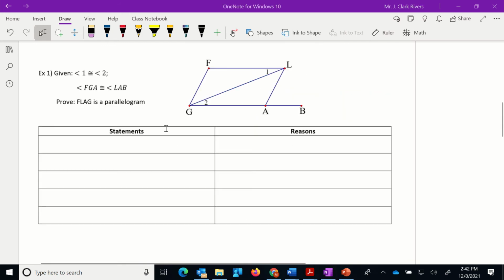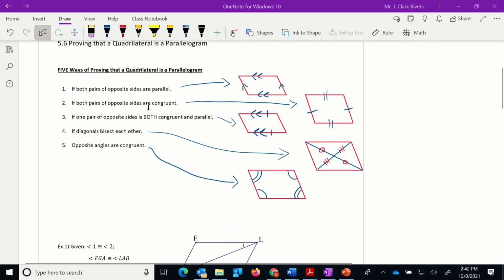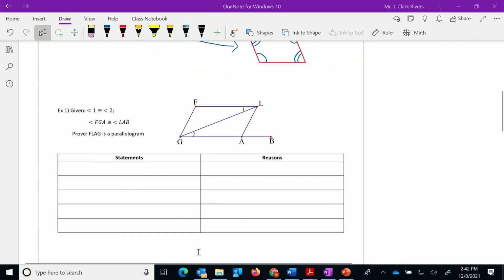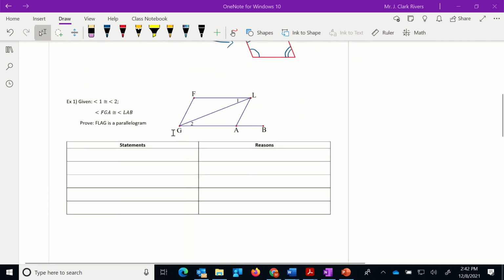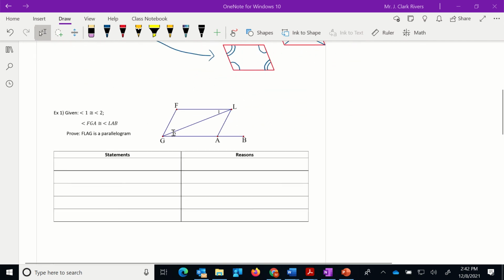All right. So here is example 1. Try to use one of the 5 ways of proving a quadrilateral is a parallelogram to solve that proof. Okay. So I'm going to pause the video. If you're watching this now, pause the video to work on example 1. I'll come back with the solution to that.